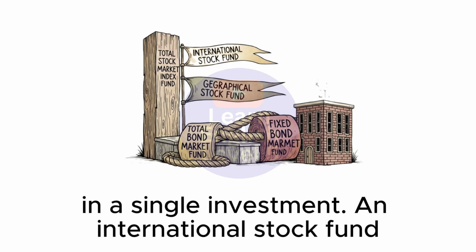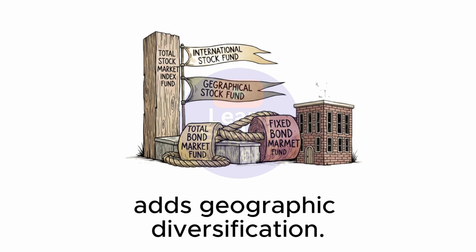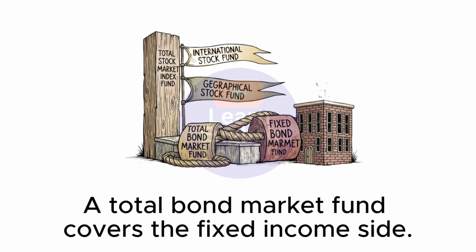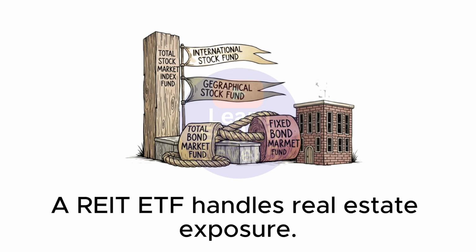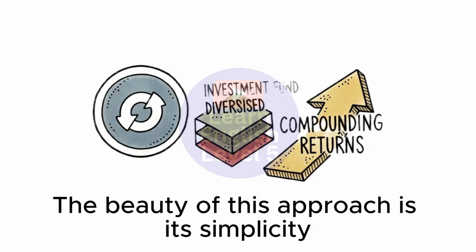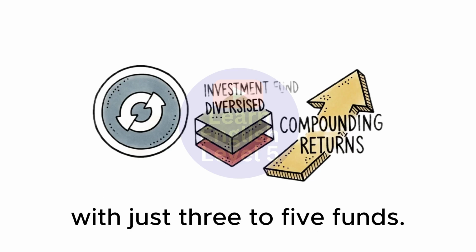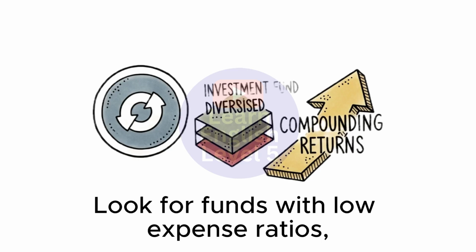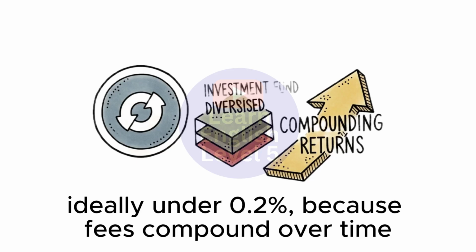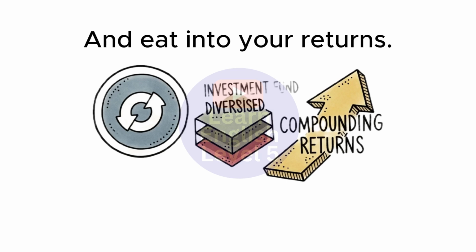An international stock fund adds geographic diversification. A total bond market fund covers the fixed income side. A REIT ETF handles real estate exposure. The beauty of this approach is its simplicity and low cost. You can build a well-diversified portfolio with just 3 to 5 funds. Look for funds with low expense ratios, ideally under 0.2%, because fees compound over time and eat into your returns.